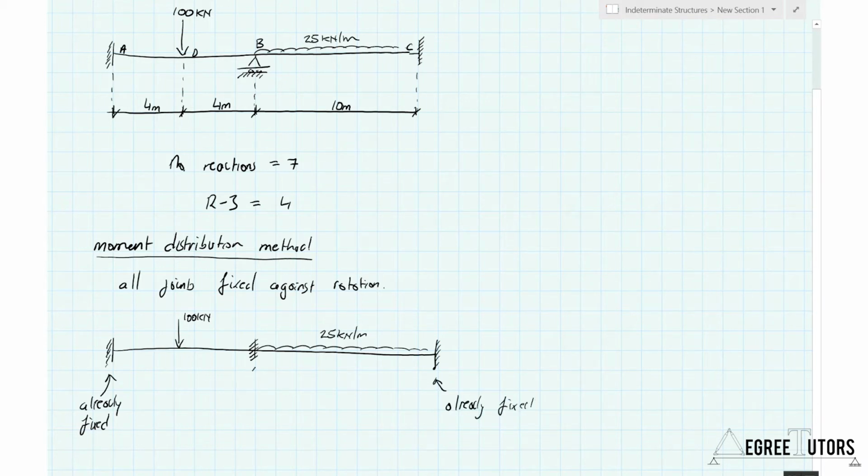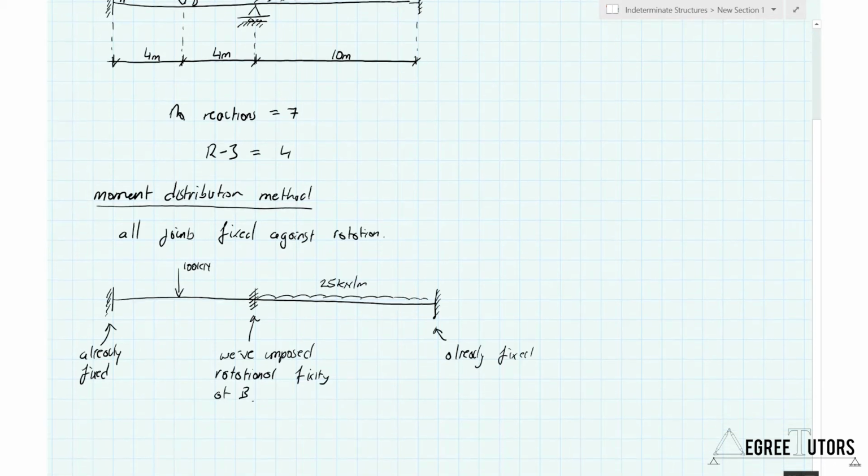Okay, so we've imposed, this is the key bit here, right? We have imposed rotational fixity. Rotational, that's the whole thing here. We're dealing with moments, and so it's rotational fixity we're interested in. So we've imposed rotational fixity at B. Okay, so that's the first thing.